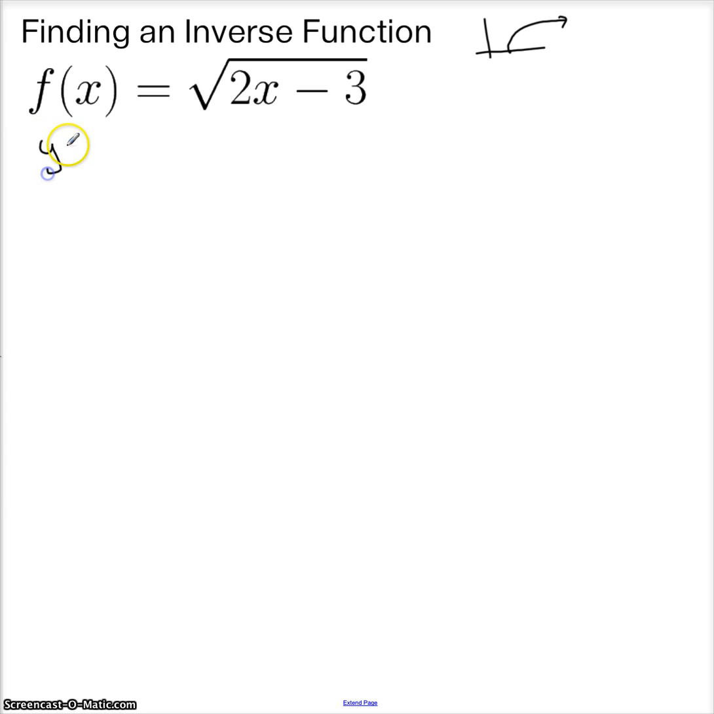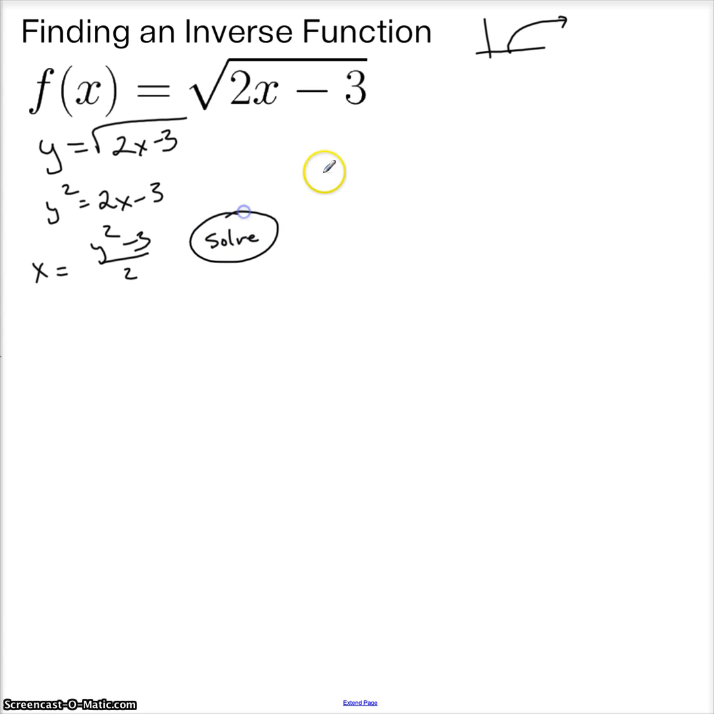y equals the square root of 2x minus 3. Next, I want to solve this for y. So y squared is 2x minus 3. Excuse me, I want to solve it for x. So x is equal to (y squared plus 3) divided by 2. Okay, so now I've done the solve. Here I've done the show. It's monotonic.